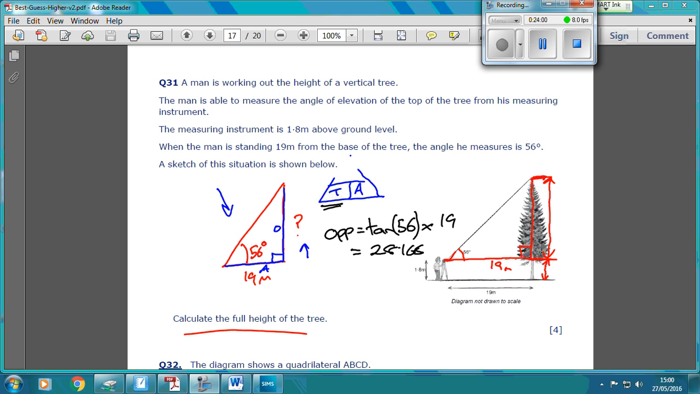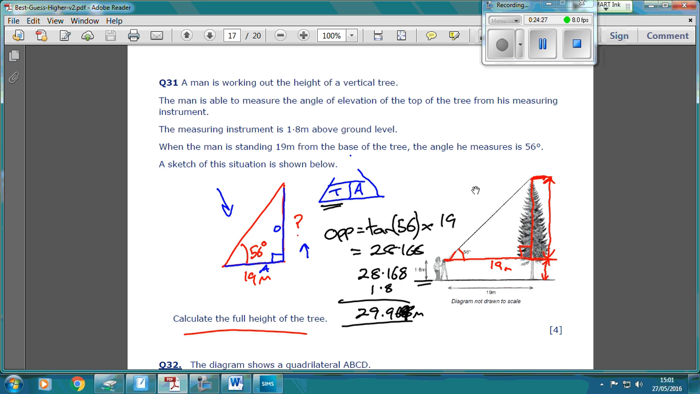So you get 28.168. Then you need to add on this 1.8 meters. So we add on 1.8, and we get 29.968 meters. It doesn't say to any degree of accuracy, so I'd probably leave it like that. In fact, sorry, that should be 29.969 once we do the round. Just be careful of any rounding.